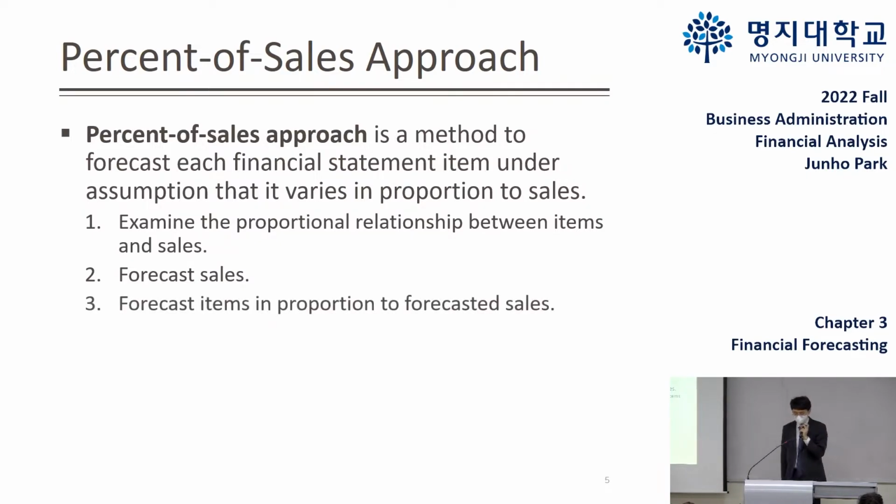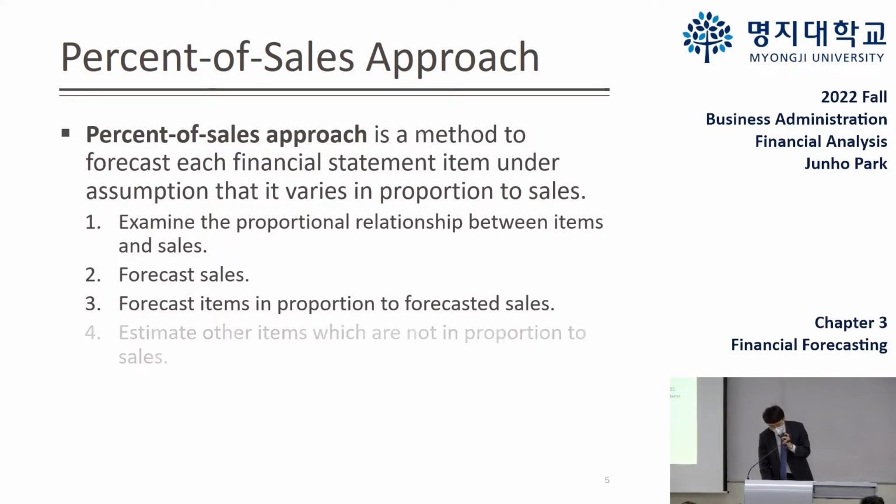And the third step is, because in the first step you found out the relationship, the proportion of each item related to sales, and now you know what your sales will be, combining these two steps, in the third step you can forecast each item which is proportional to your sales.